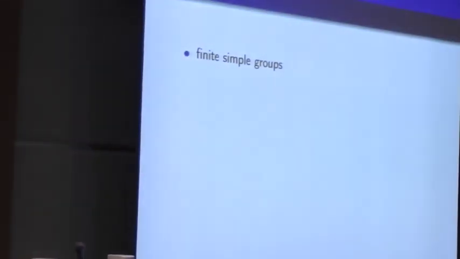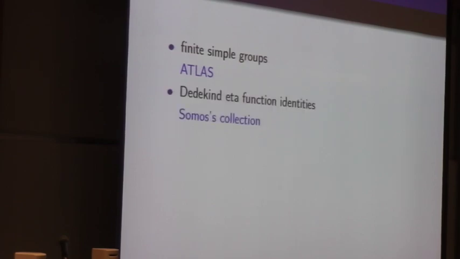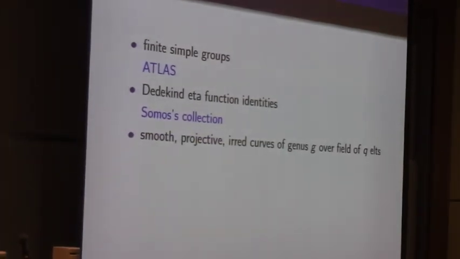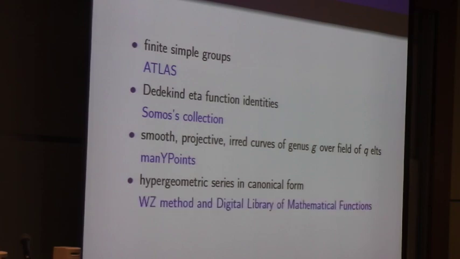So finite simple groups, what we have is the Atlas. That's pretty close to being a database. Dedekind eta function identities. This is Somos' collection. Smooth projective irreducible curves of genus g over fields of q elements. This is manypoints. Hypergeometric series in canonical form. WZ method and the Digital Library of Mathematical Functions. And maybe some other things too.